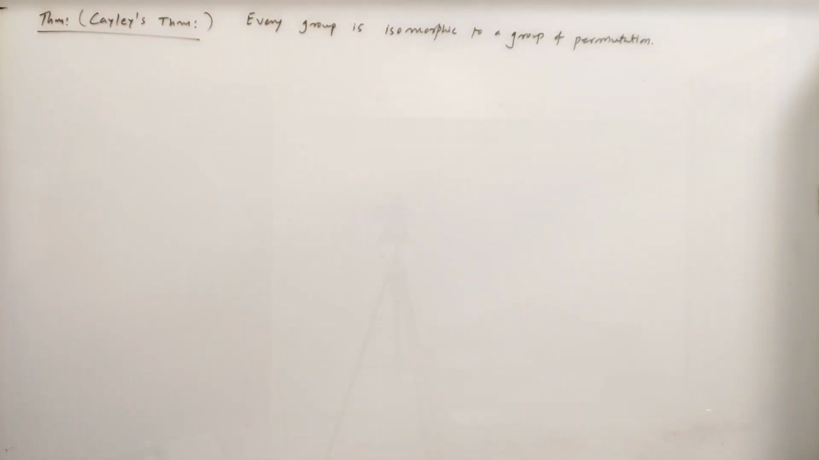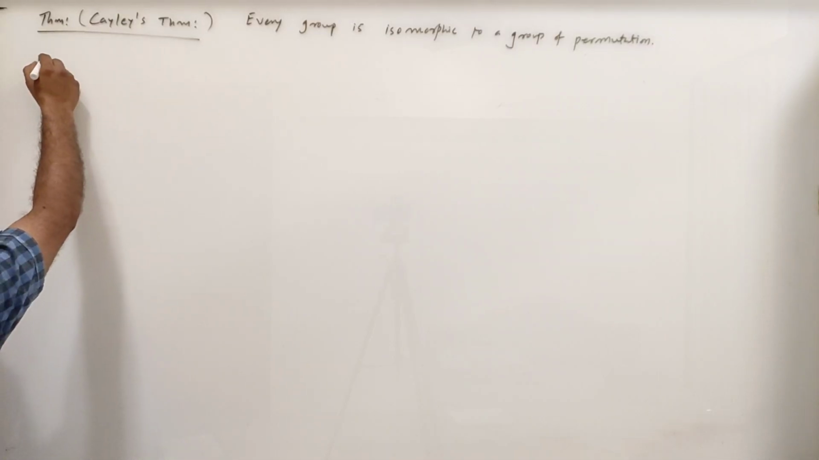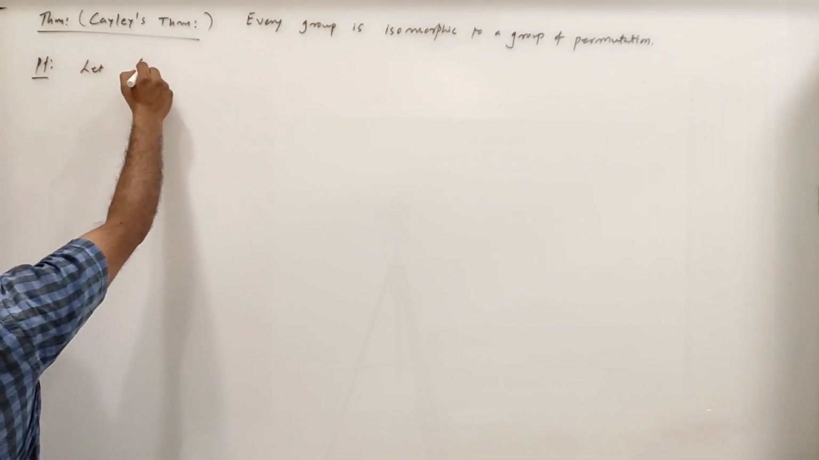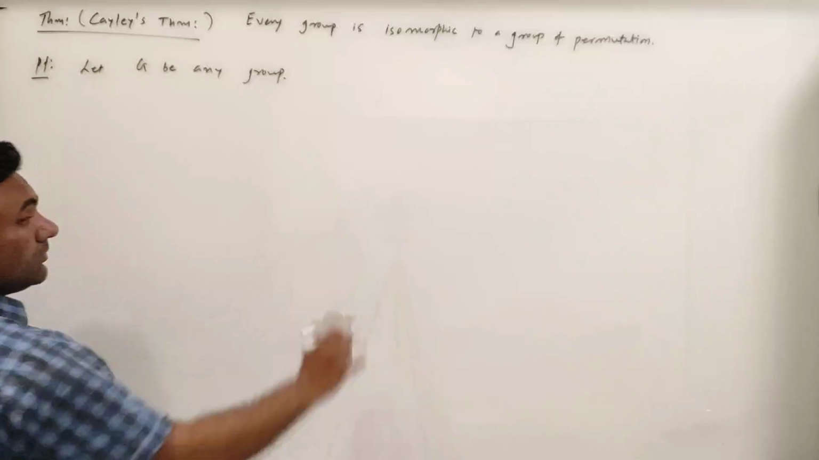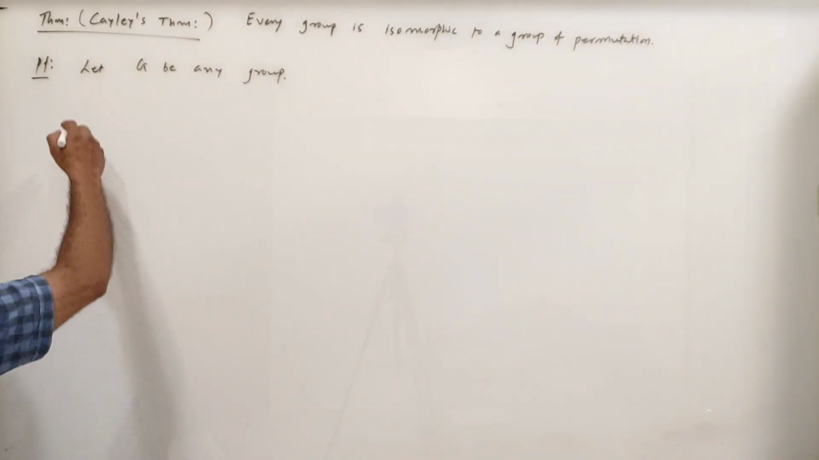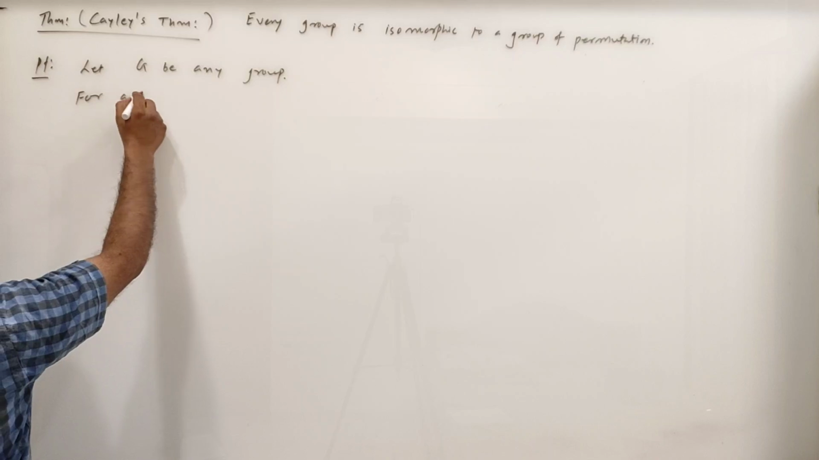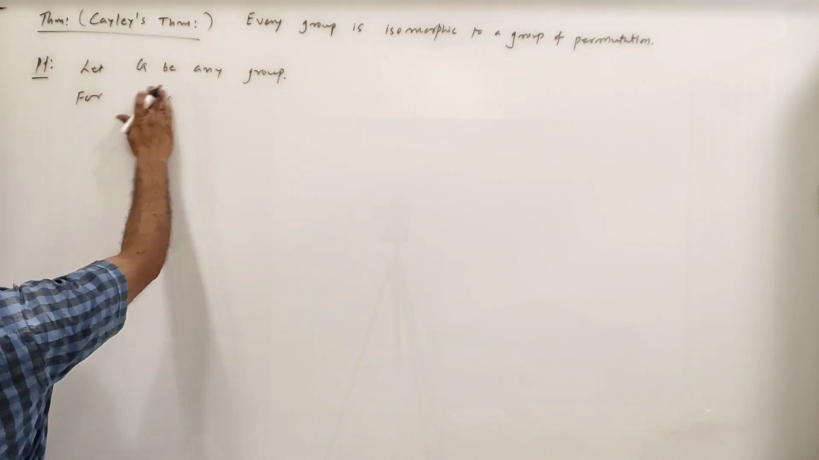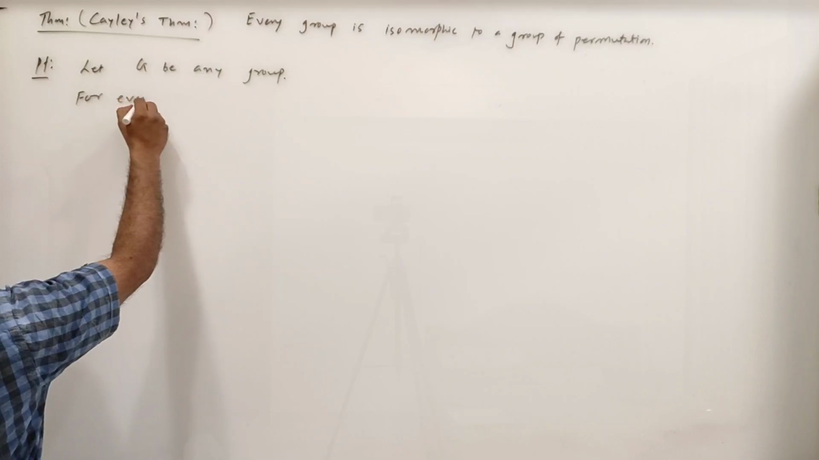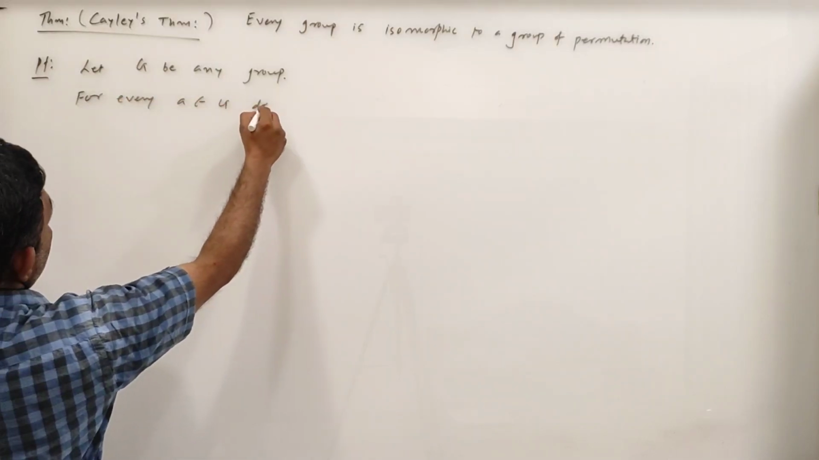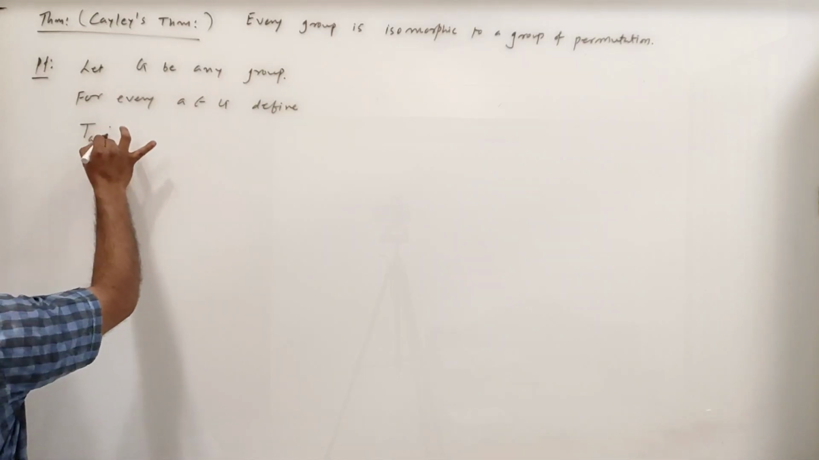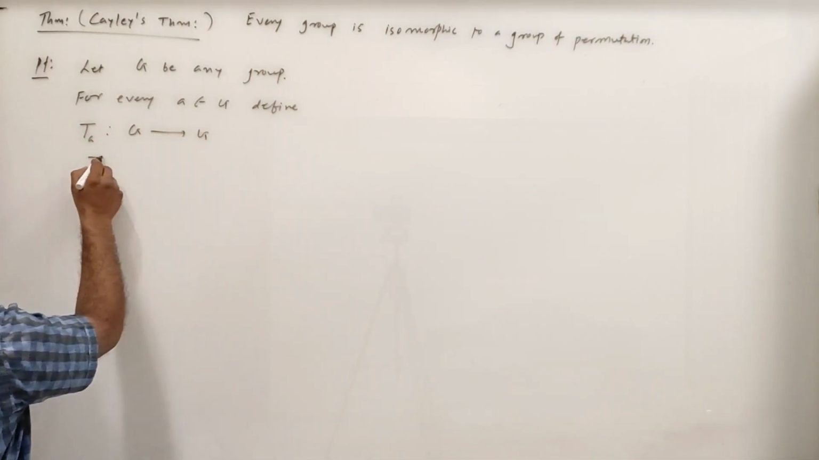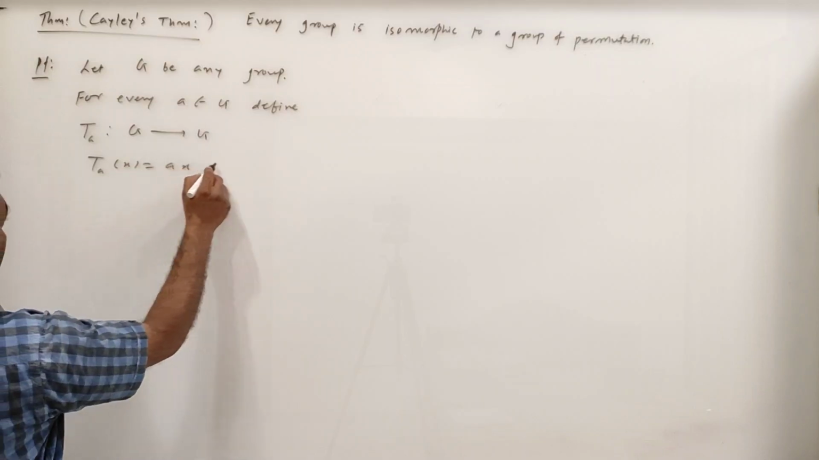So how do we prove it? Proof: let G be any group. For every A belongs to G, you define TA. TA is a mapping from G to G, and it is defined as TA at X is equal to AX for all X in G.